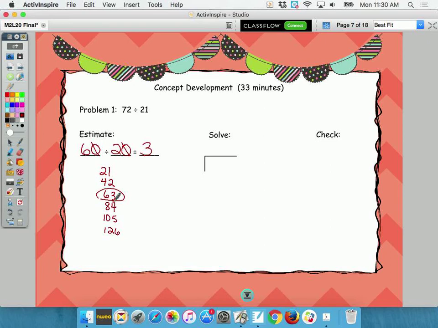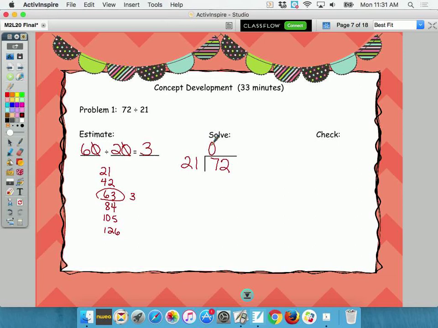And this is the method that you'll be using most often. Okay, so I have 21 times 1, 21 times 2, 21 times 3. So our strategies actually come up with the same starting point, don't they? Okay, 72 divided by 21. So 21 is larger than 7. Put a 0 above the 7.